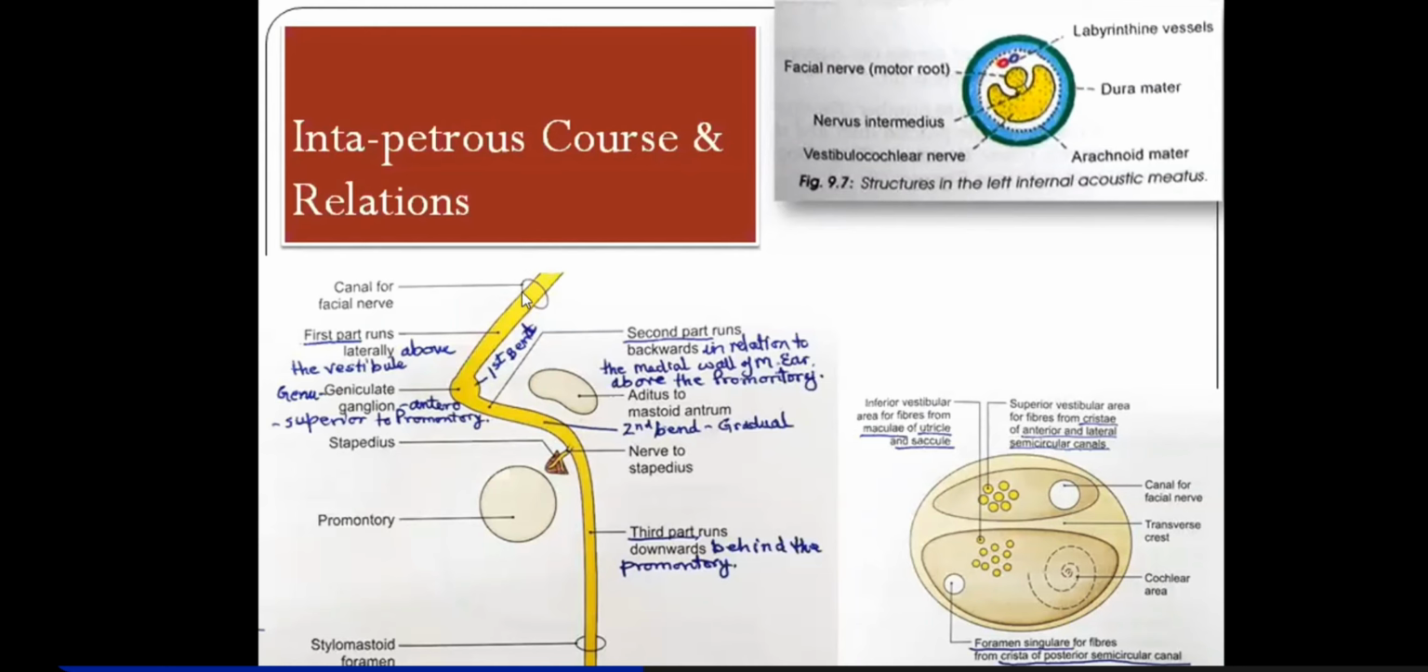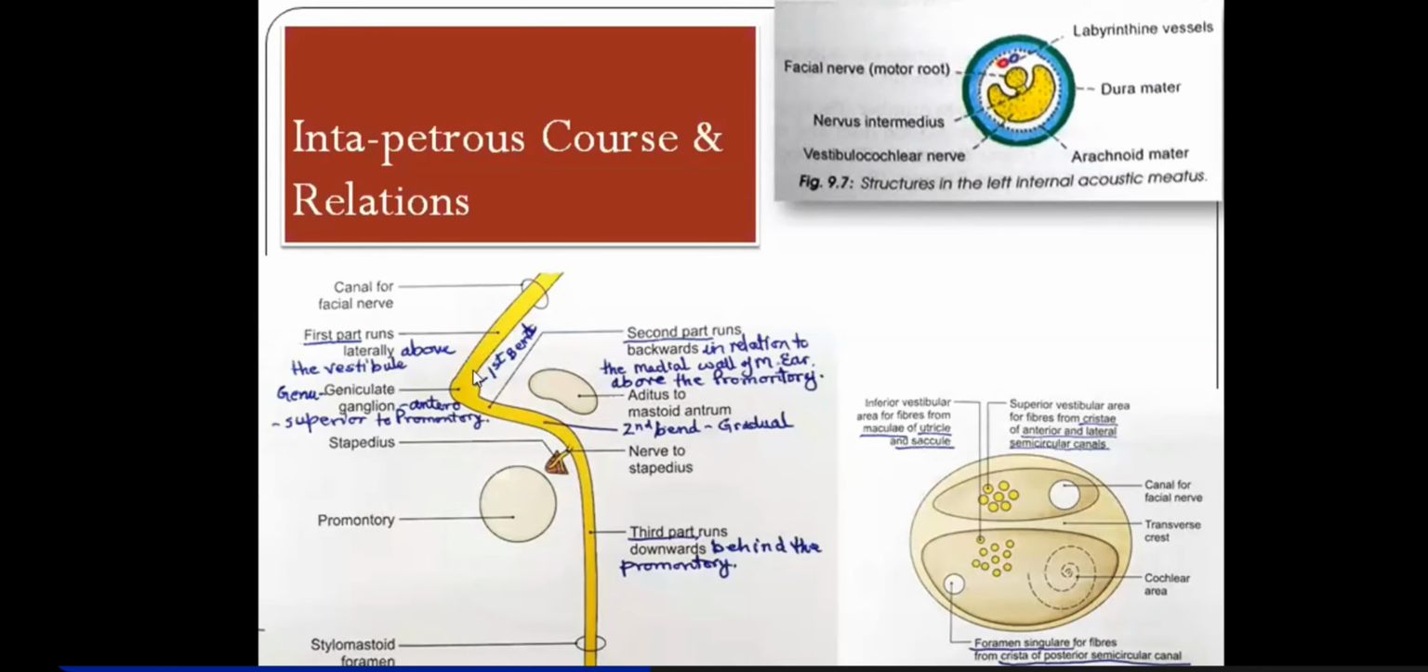So this much course is the intrapetrous course. Now in the intrapetrous course, this facial nerve has two bends. One is a sharp bend that is called the genu, and there is a second bend which is not so sharp and it's called a gradual bend. Because of these two bends, you have three parts: first part, second part, and a third part. That's how the intrapetrous course of the facial nerve is defined. So you can see that this is this course.